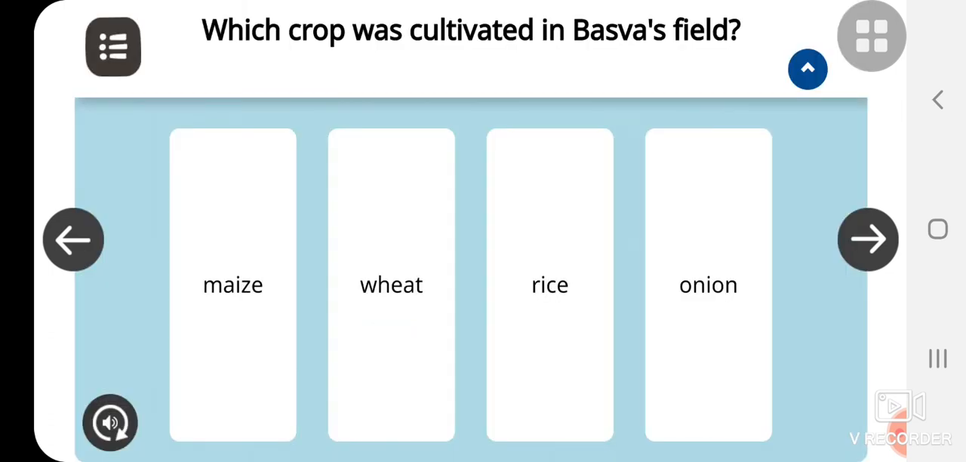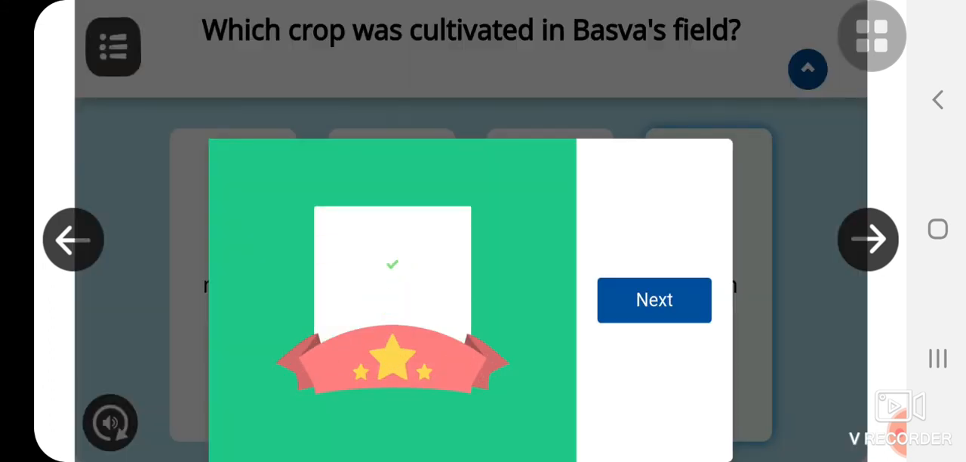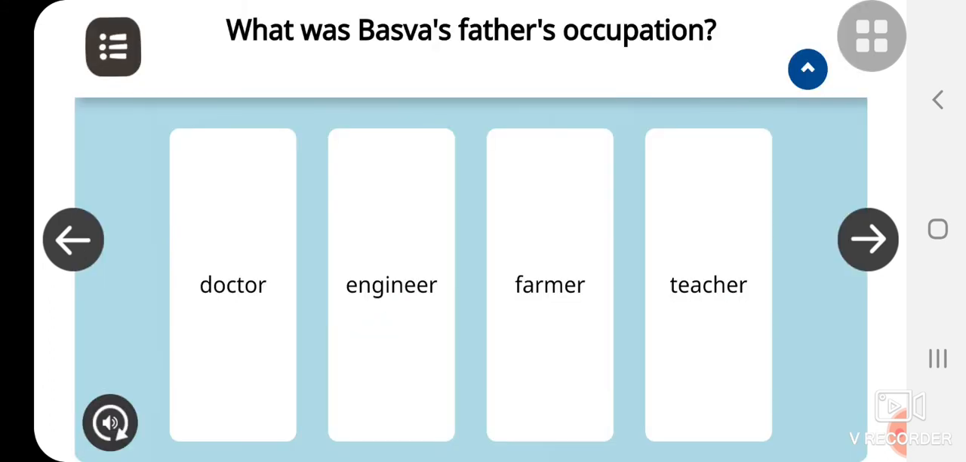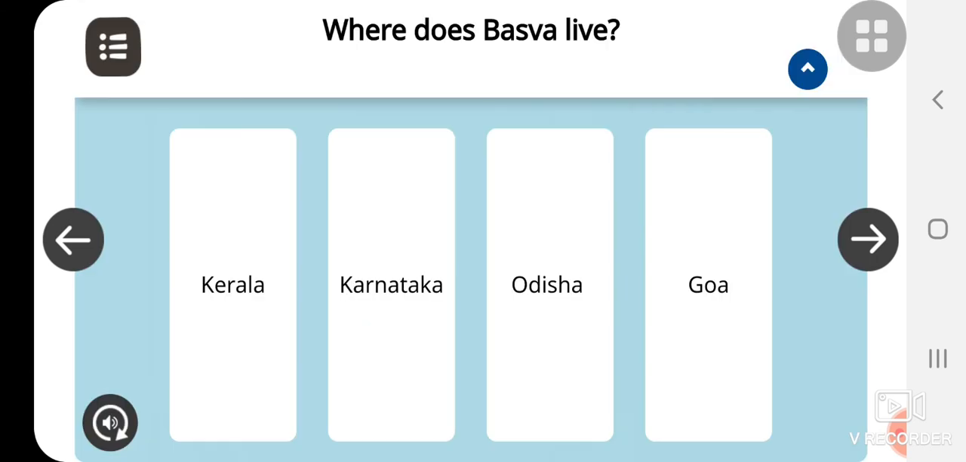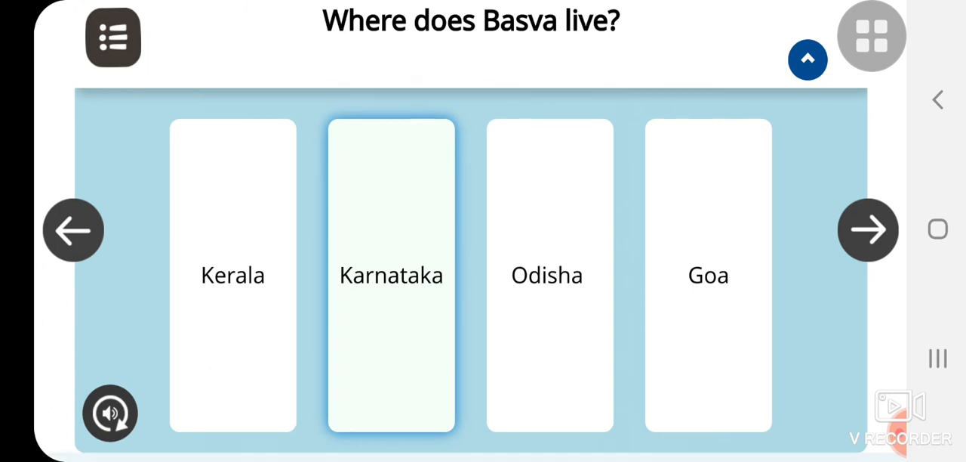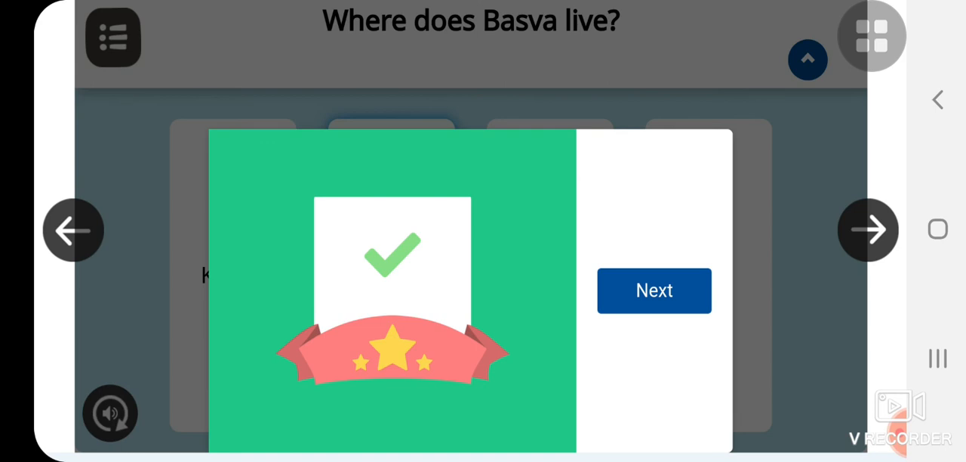Which crop was cultivated in Baswa's field? This you all know. Onion. What was Baswa's father's occupation? He was farmer. Where does Baswa live? Let me check whether you can answer it correctly. Yes, Karnataka.